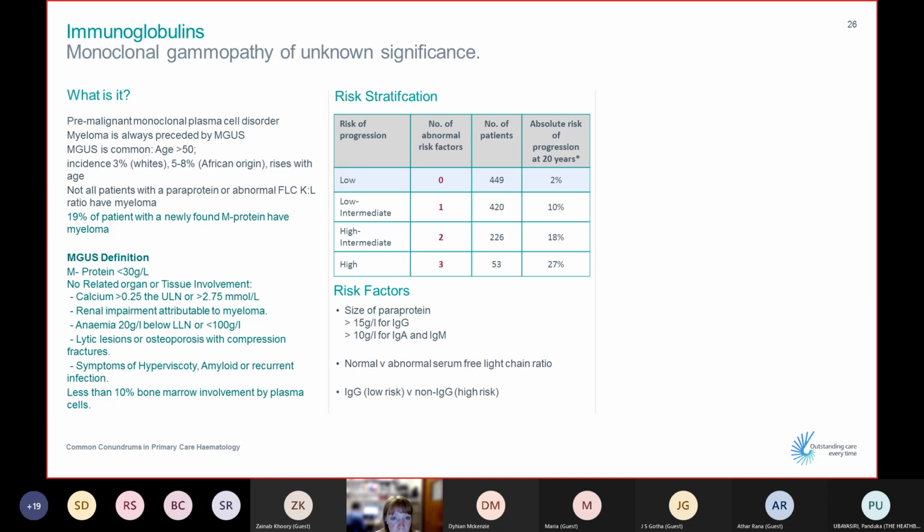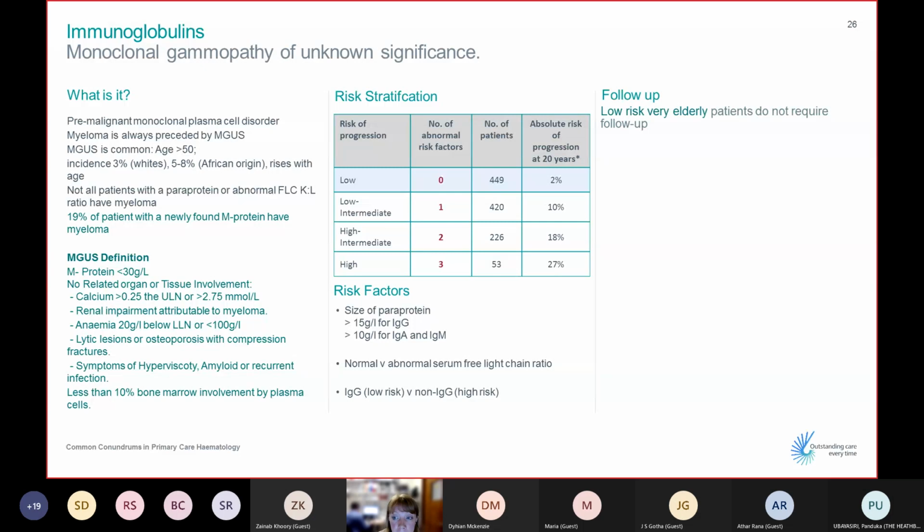Here we have a table that's taken from the study that published the risk stratification scores for MGUS, and we can see the patients in the low risk category have no abnormal risk factors. So this may be a patient with a small IgG paraprotein of 6 grams, with a normal serum free light chain ratio. They have a 2% chance or absolute risk of progression to myeloma at 20 years, so it's very low. Conversely, our high-risk patients, those with, say, an IgA paraprotein of 16 grams with an abnormal serum free light chain ratio, have a 27% absolute risk of progression to myeloma at 20 years.